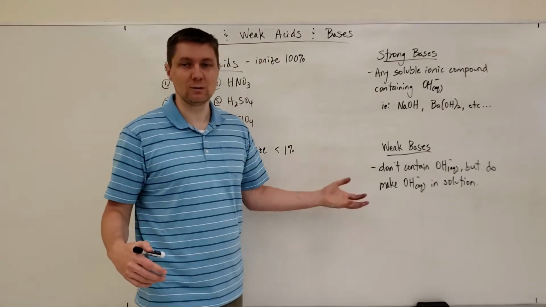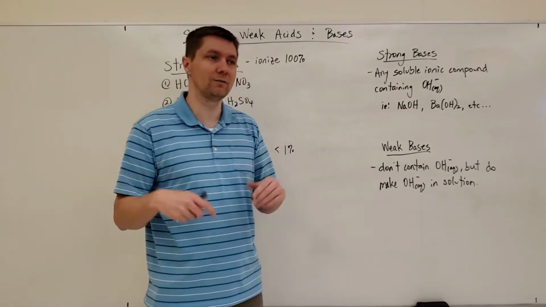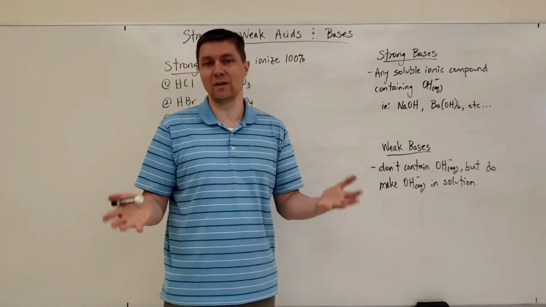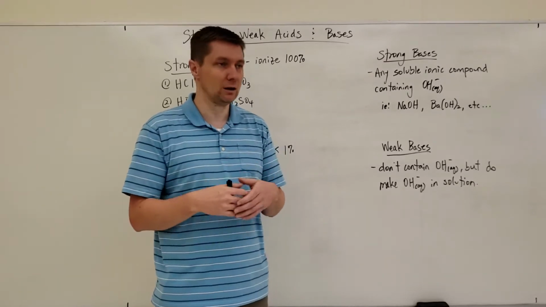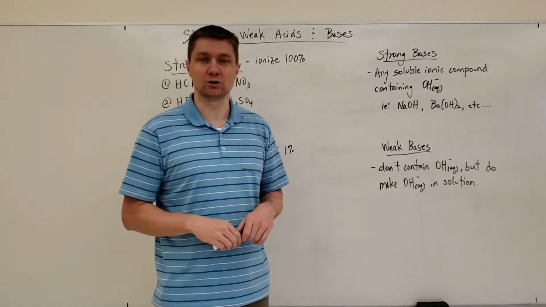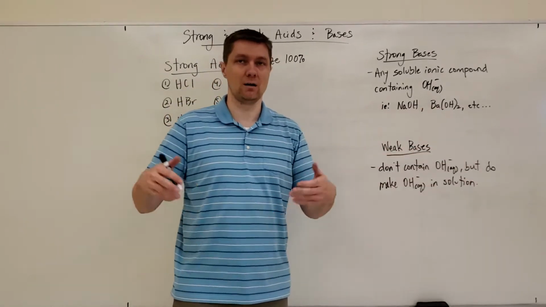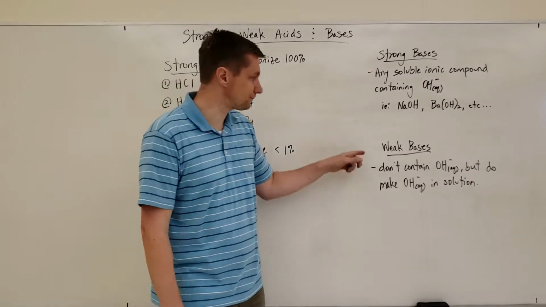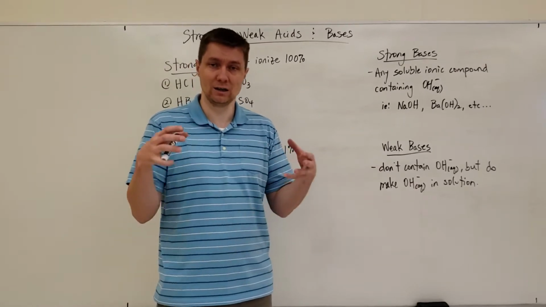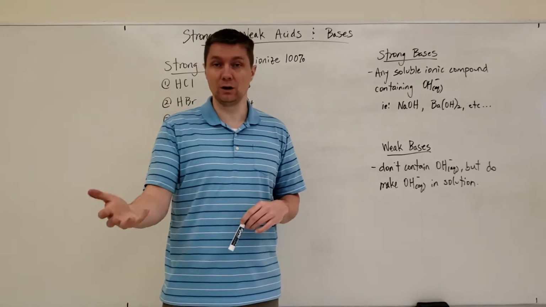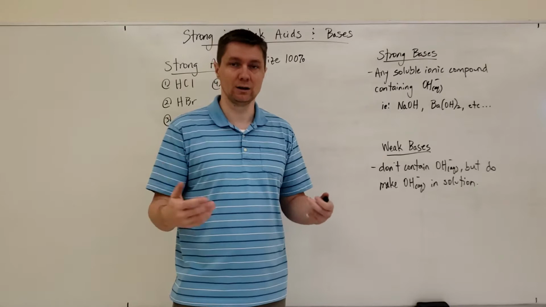For strong bases and weak bases, the definitions are a little bit different. For strong bases, there isn't a set list or number of them that we give. We just simplify the definition by saying if it's a compound that contains hydroxide in the chemical formula and it's soluble in water, then that's going to be a strong base. So things like sodium hydroxide, barium hydroxide, ammonium hydroxide, these are all strong bases. A weak base is going to be any compound that doesn't contain OH- in the chemical formula, but when you put it into water, it's going to make hydroxide ions in solution.